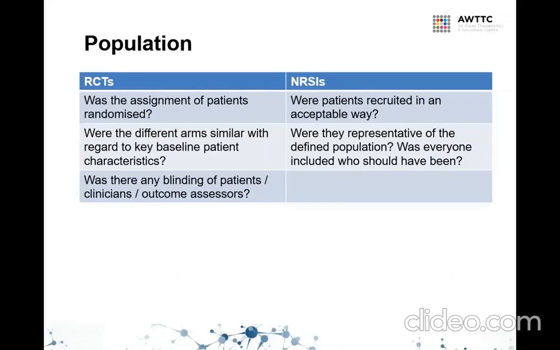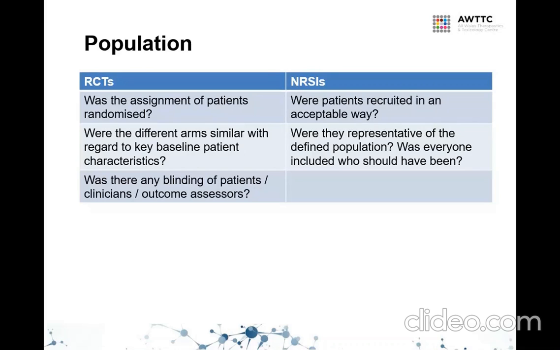So I've created a table like this for each of these sections. The table is split into two columns. On the left-hand side, you'll see this relates to randomised controlled trials, or RCTs. And on the right-hand side, it relates to non-randomised studies of interventions, or NRSIs. And I'm not going to go through all of these in detail, but these are the questions that I've taken from numerous tools that are used to formally assess risk of bias in studies.